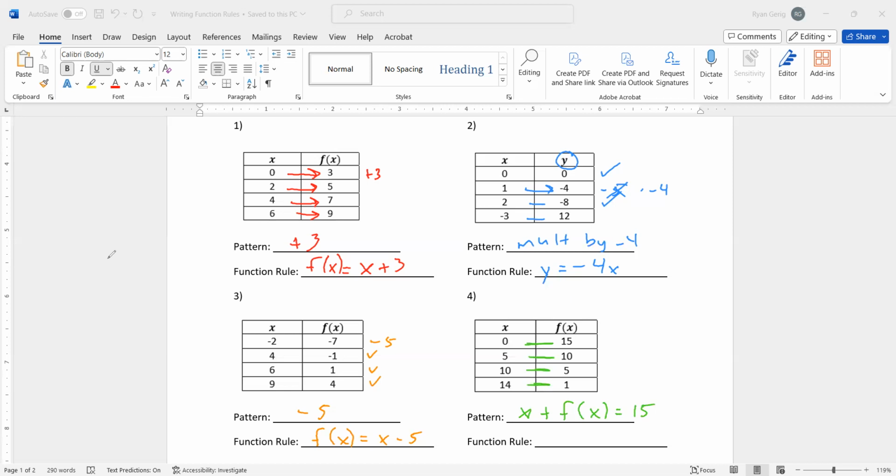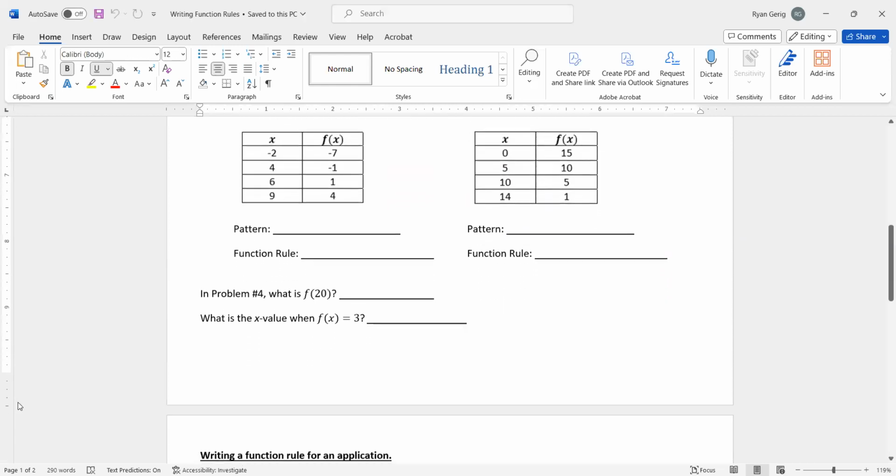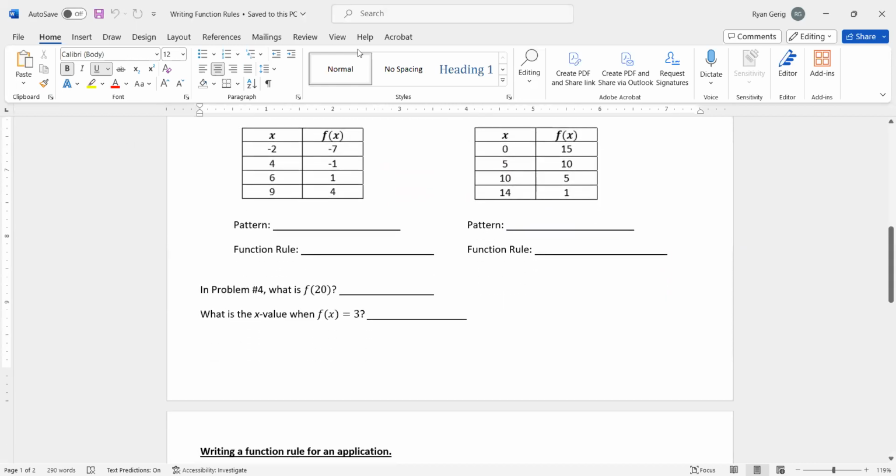Now, what I'm going to do is I want to get my function rule. So f of x, I want to get by itself. So I'm going to subtract x from both sides. And that actually gives me my function rule. So f of x equals 15 minus x. Okay. So that actually can be found by just seeing a relationship between x and f of x. All right, so let's look at the end of this. In problem 4, what is f of 20? So real quick, I'll write down again what the function rule was.